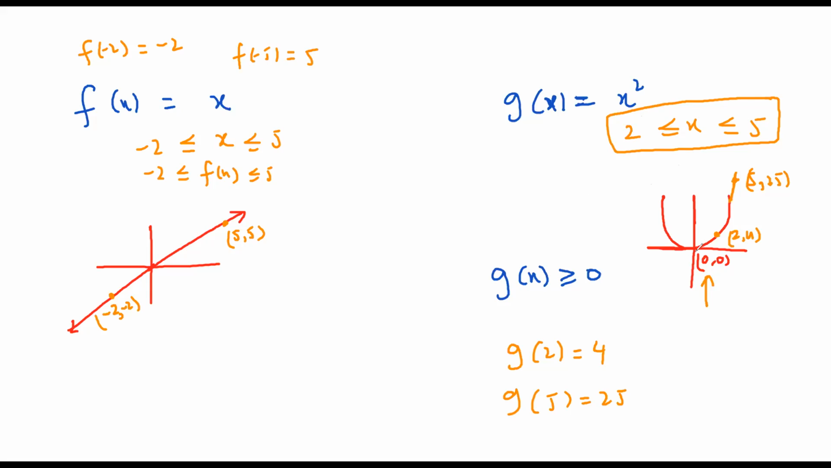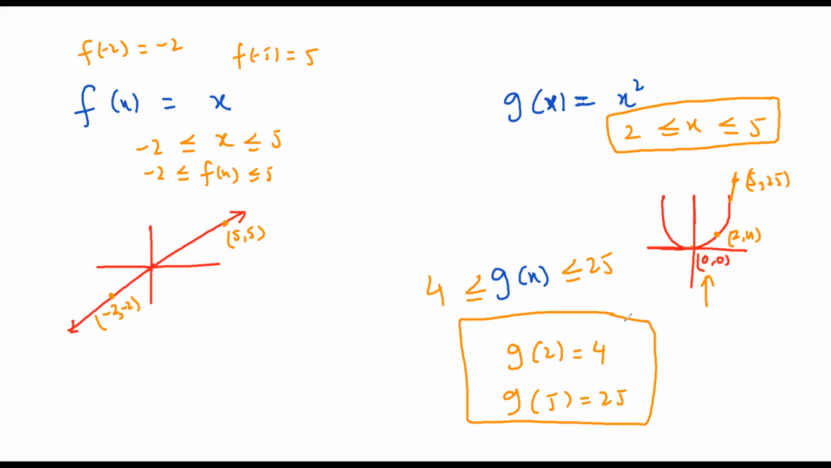So that means this turning point is going to be insignificant for us now. There is no need to even look at the turning point, because the turning point does not exist between 2 and 5. So therefore this is going to give you the range over here. The range would be simply between 4 and 25.